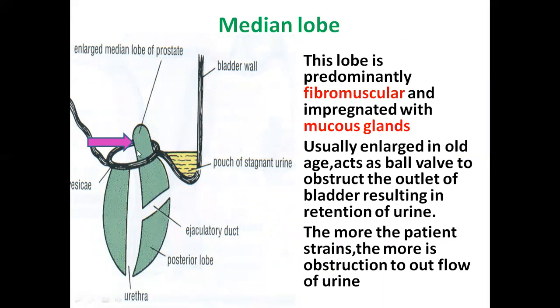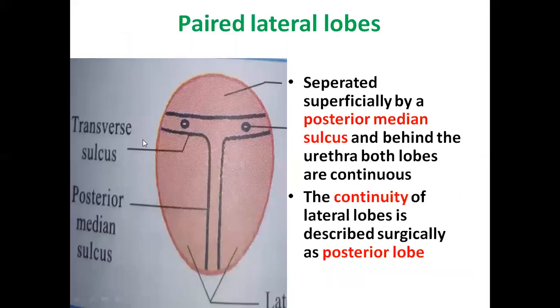It acts as a ball valve to obstruct the outlet of the urinary bladder, resulting in retention of urine. The more the patient strains, the more this median lobe will close the urethral orifice, so that micturition becomes difficult. When the person relaxes, only then is it possible for him to micturate. So that is what happens in old age in case of an enlarged median lobe of the prostate gland.